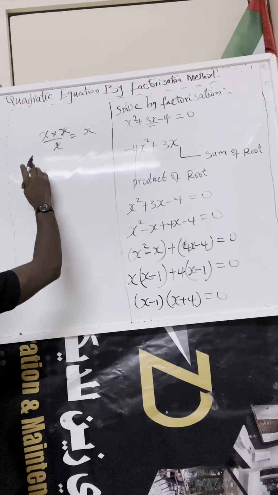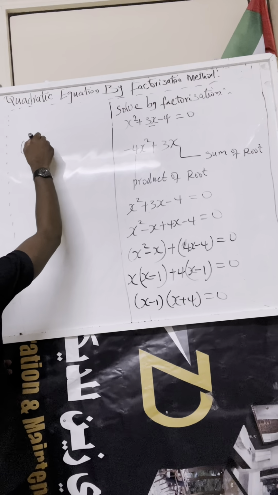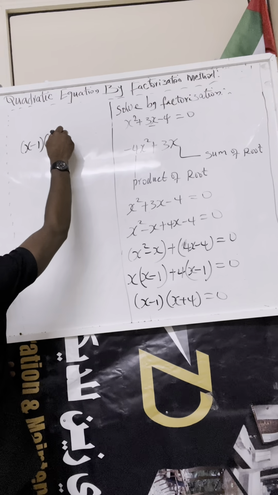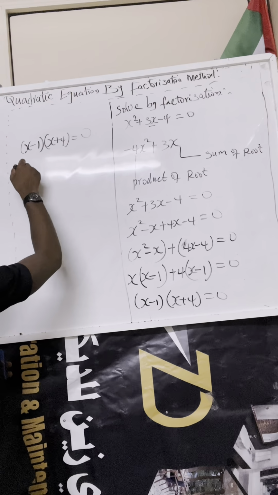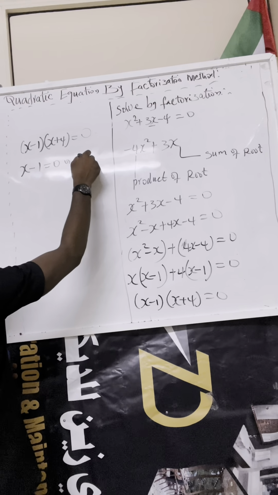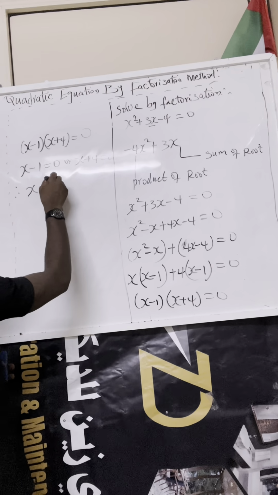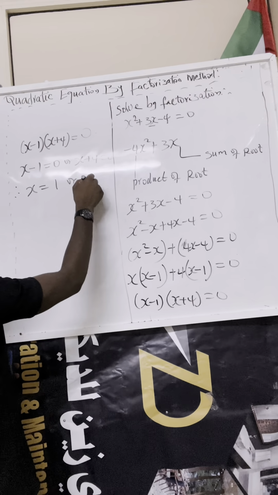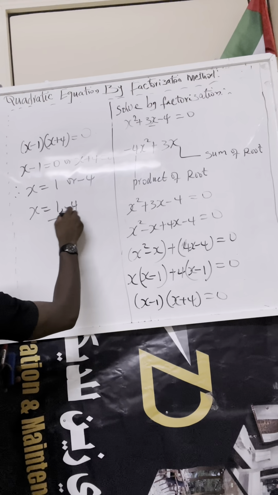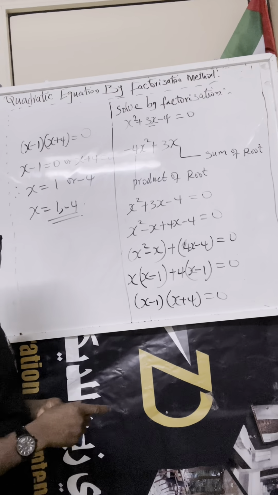Now we have gotten x minus 1 and x plus 4 equals 0. So x minus 1 equals 0, or x plus 4 equals 0. Therefore, x equals 1 or minus 4. That is to say that my x is equal to 1 or minus 4. This is the answer for this equation.